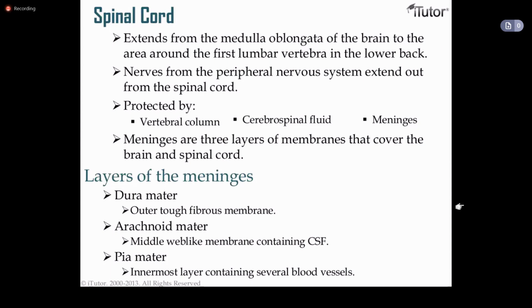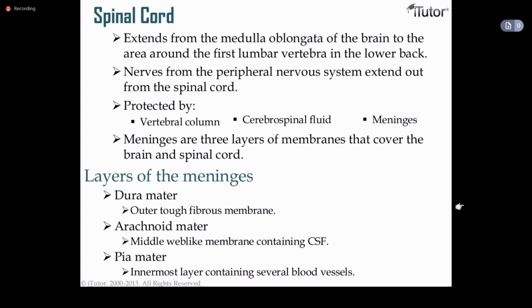These functions are controlled by the spinal cord. The spinal cord nerves extend down to the lumbar vertebra in the lower back. And the layers of the membranes are the dura mater, the outer tough fibrous membrane, the arachnoid mater, and the pia mater.